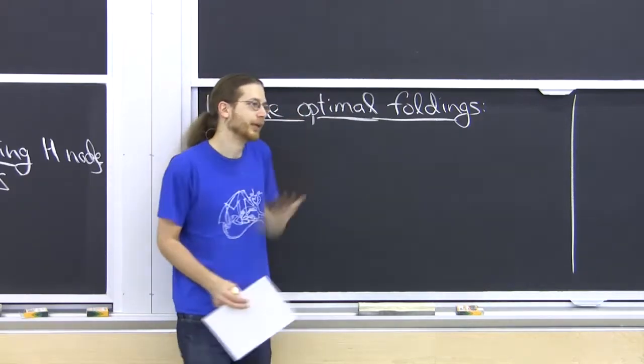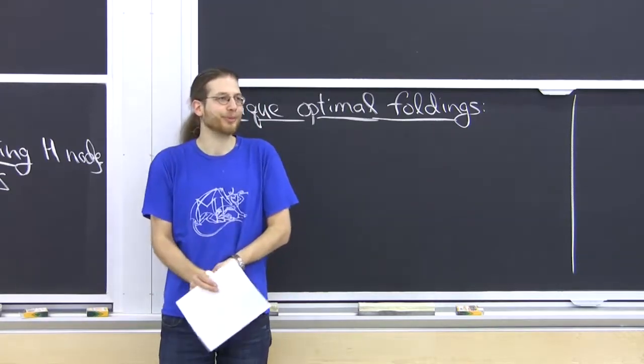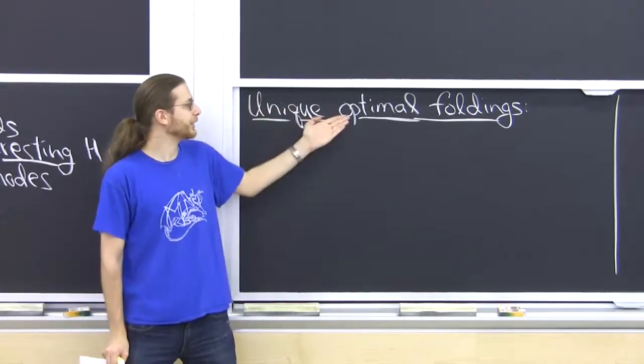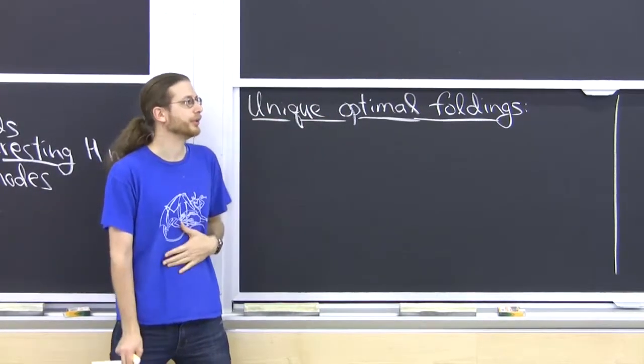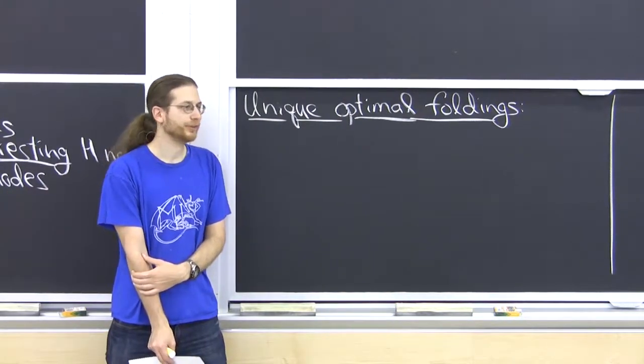So you take a typical example, like if they're all blue, then every folding is optimal. So there's exponentially many of them. But if you have any hope of getting unique foldings, you'd really like unique optimal foldings. The theorem is these exist.